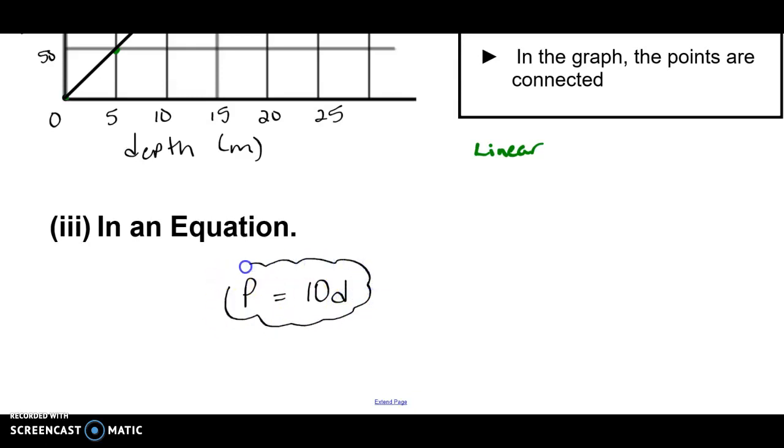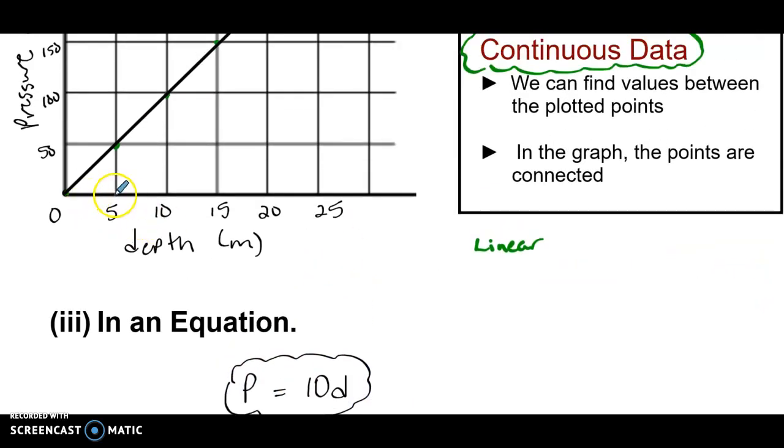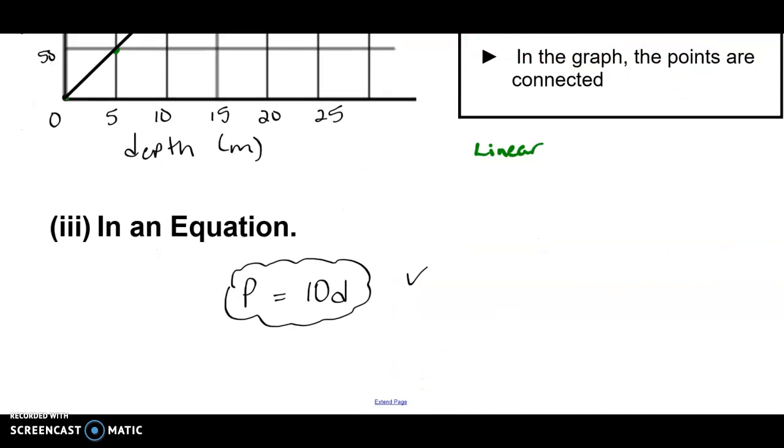So let's just test our equation again. So for a depth of 5 meters, depth is 5, 10 multiplied by 5, that's 50, correct. The depth is 10 meters, 10 multiplied by that 10 is 100. There's my equation that describes the scuba diver's situation.